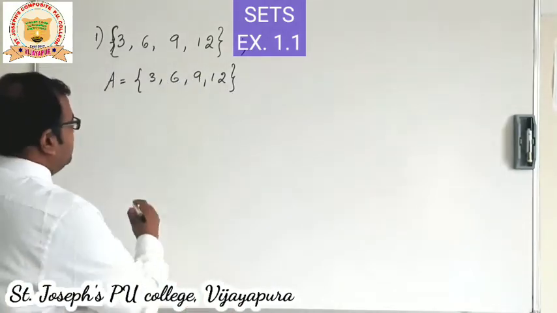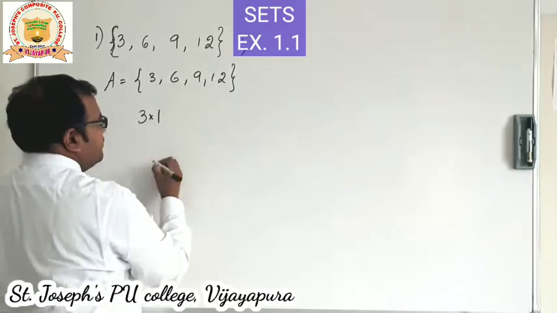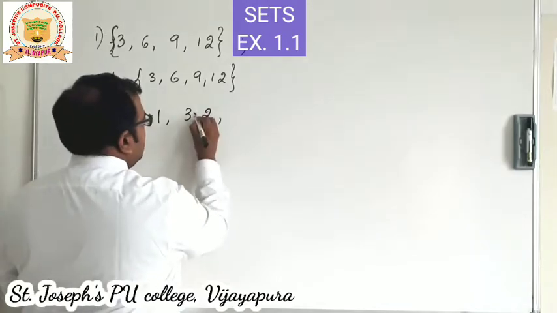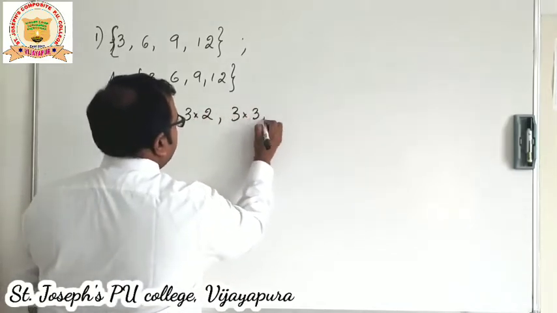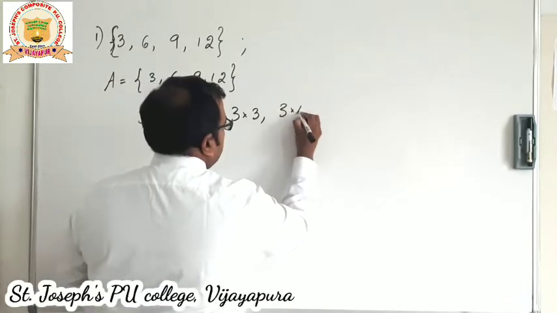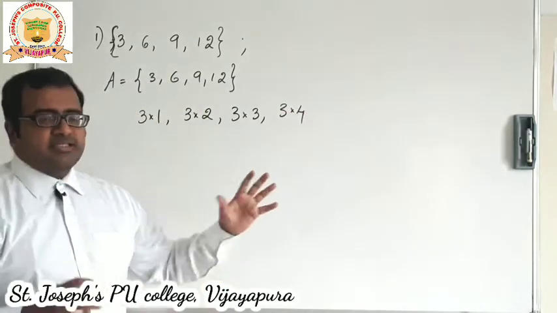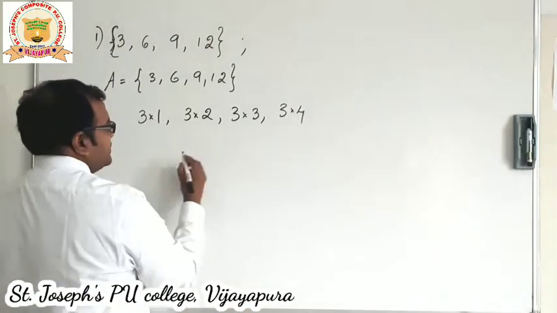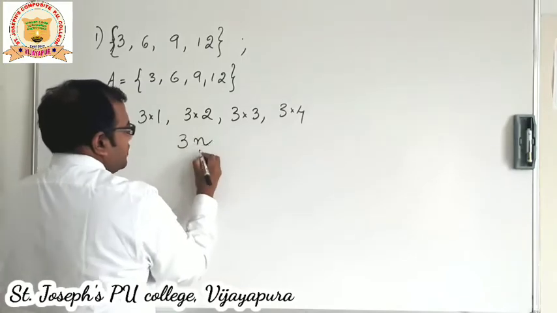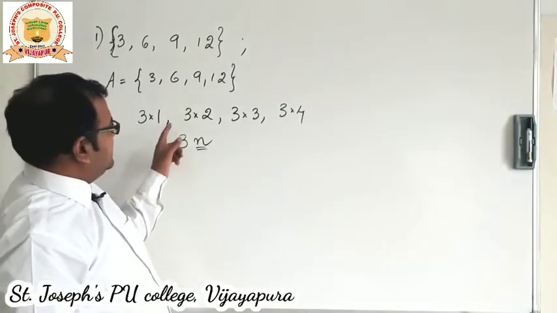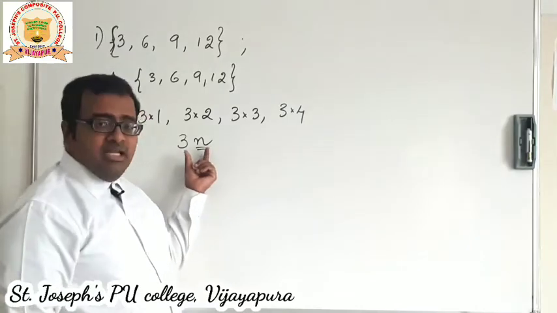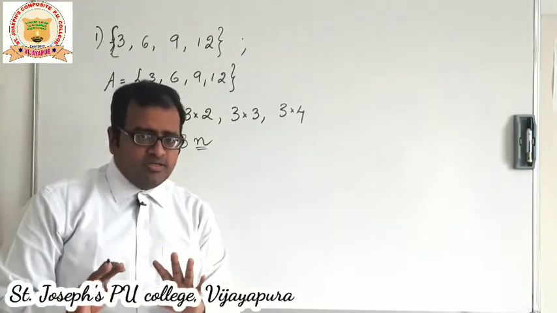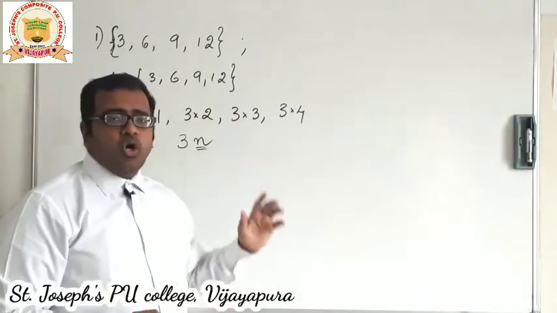So I can write these numbers in the form of 3 into 1, 6 can be written as 3 into 2, 9 can be written as 3 into 3, 12 can be written as 3 into 4. So all these numbers can be written as 3 into something. In a general form, all of these look like 3 into something. I'll call it some n. I'm replacing these numbers which change with the letter n. So 3 is everywhere constant, isn't it? 3, 3, 3, 3. 3 is constant, but these numbers change. I'll call them n.